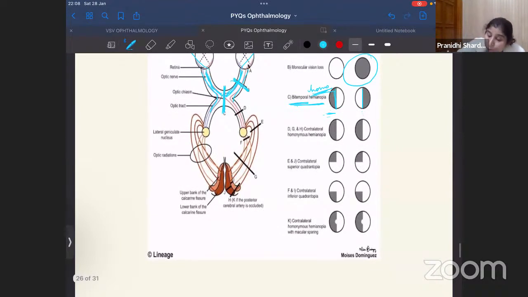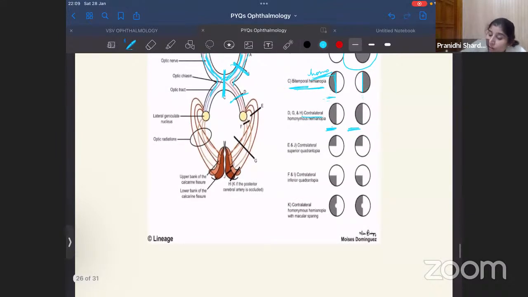From the optic tract onwards, you just have to remember that there will be what type of hemianopia? Homonymous contralateral hemianopia will be seen. Okay, this will be contralateral because the same space is defected.